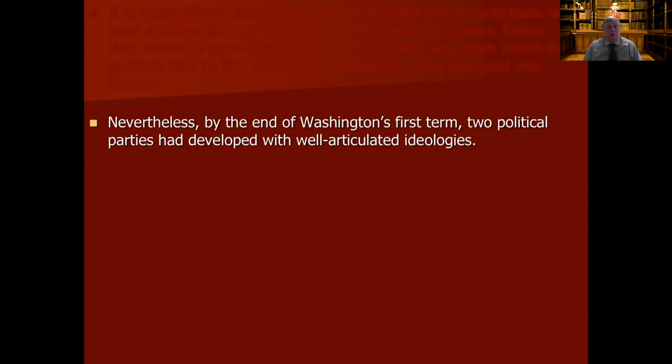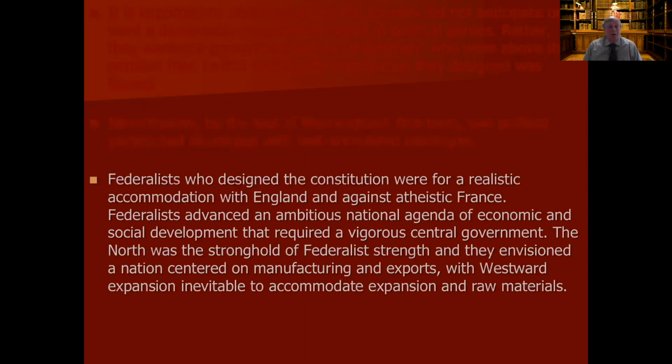Nevertheless, by the end of Washington's first term, two political parties had developed with well-articulated ideologies. Federalists, who designed the Constitution, were for a realist accommodation with England and against atheistic France. Federalists advanced an ambitious national agenda of economic development and social development that required a vigorous central government. The North was a stronghold of Federalist strength, and they envisioned a nation centered on manufacturing and exports, with Western expansion inevitable to accommodate business expansion and raw materials.